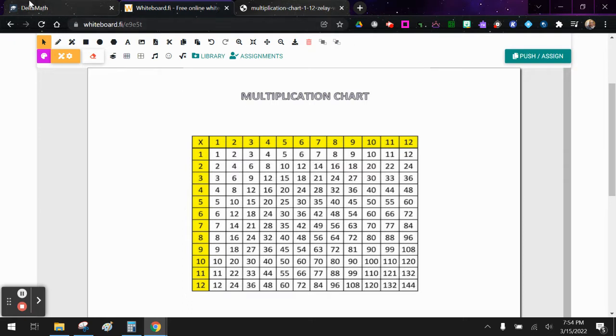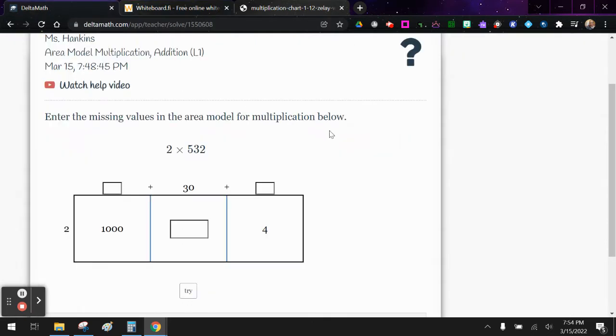All right, the first thing we want to do is remember, you always want to watch the help video. Please have your headphones in. If it's loud in the house or loud in the classroom, you should use our multiplication charts and our headphones, okay? It says enter the missing values in the area model for multiplication below. This can also get you good at working with money. I like to use money as an example because we use it all the time. So we've got a rectangle, which represents, imagine it being a candy bar. We are multiplying 2 times 532.